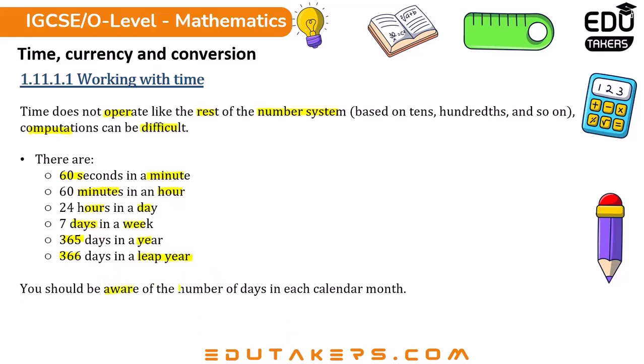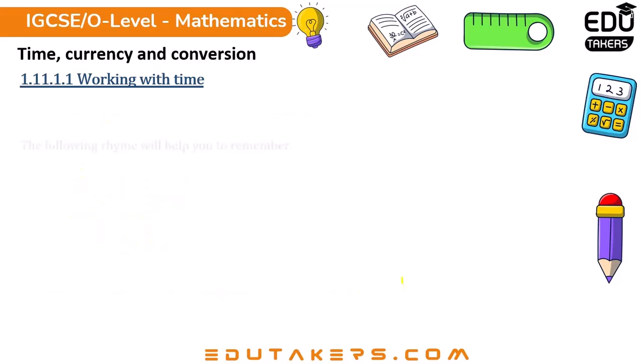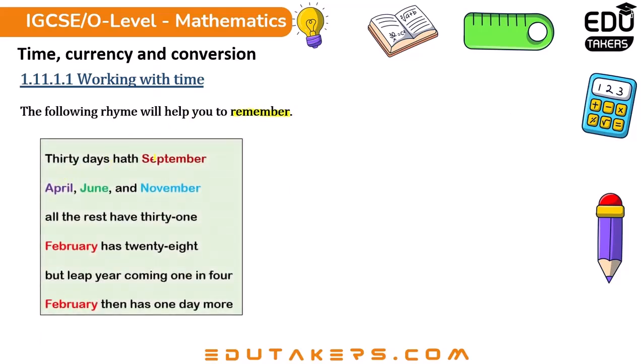You should be aware of the number of days in each calendar month. The following rhyme will help you to remember. 30 days has September, April, June, and November. All the rest have 31. February has 28. But leap year coming 1 in 4, February then has 1 day more.